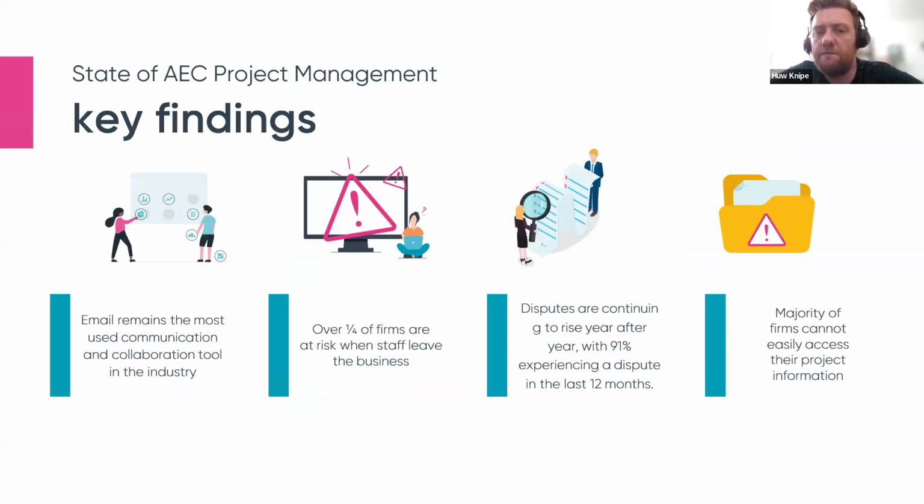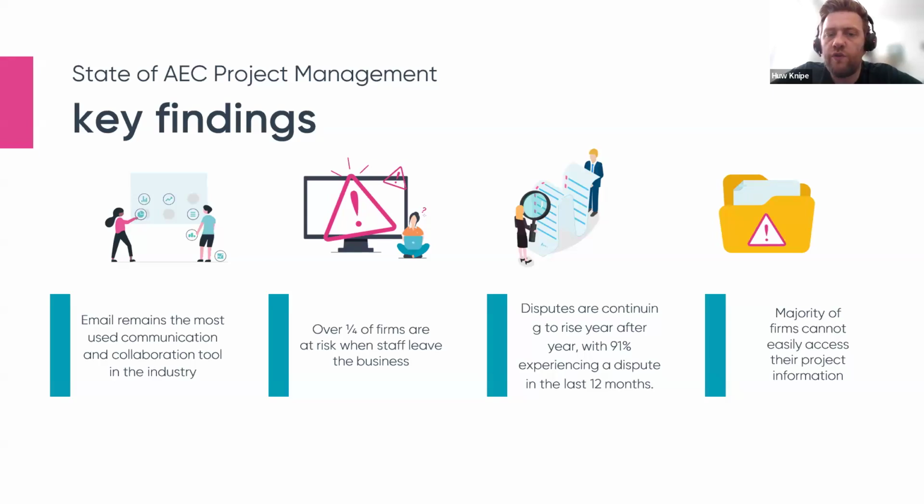So to summarize the main findings of the 2023 report, firstly, we saw that the majority of firms cannot easily access their project information. We found that only 10% of respondents were not concerned about the accessibility and visibility of their project information. So most still see this as a big challenge.